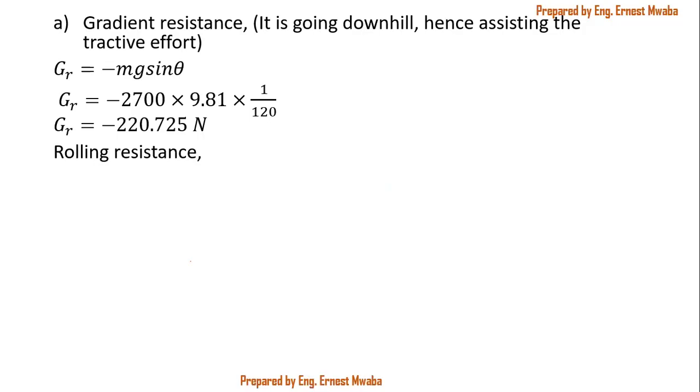Rolling resistance. The rolling resistance that we've been given is 92 newtons per ton. Now, one thing you're going to notice is that the ton will cancel because it's 2.7 tons. And you remain with the newtons. So 92 times 2.7, hence you have your total rolling resistance, which in this case is 248.4 newtons.